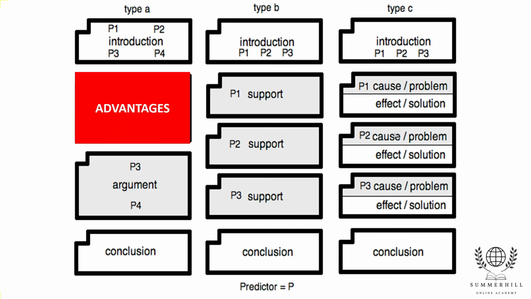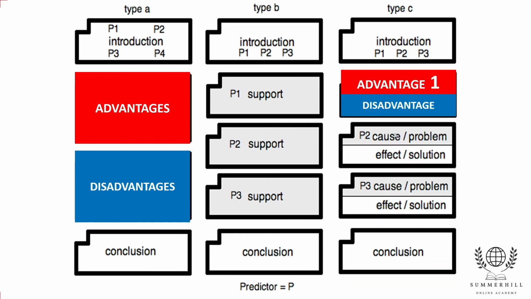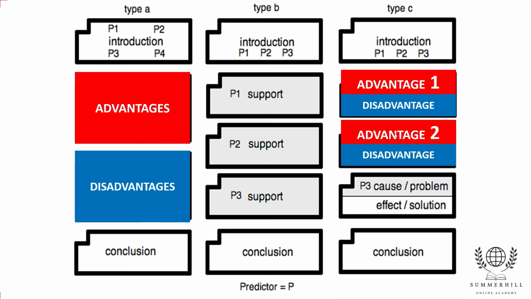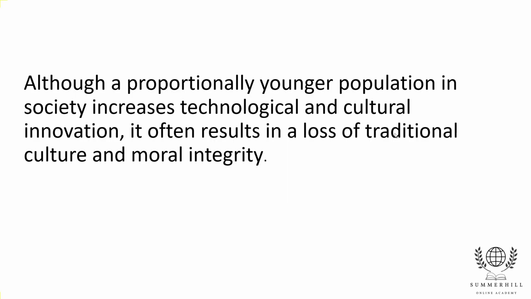So once again, for this, we could be talking about the advantages of having many younger people and disadvantages of having many younger people. Or we could talk about the advantage of having many younger people and the disadvantage of the same way. An advantage in that same respect, and disadvantage regarding that particular advantage, right? So we could have a type C essay as well. But to make that question as easy as possible, I'm going to rely on a type A essay.